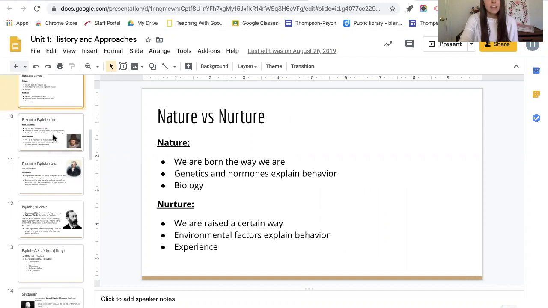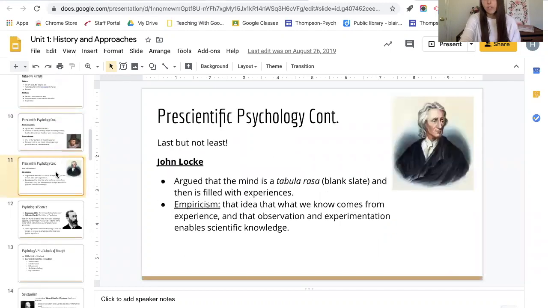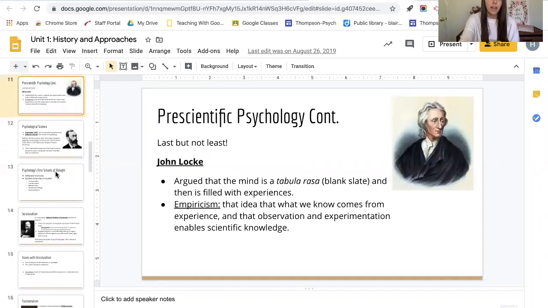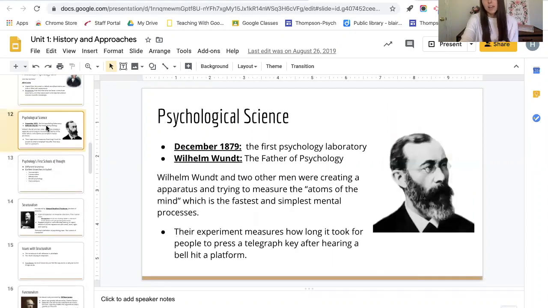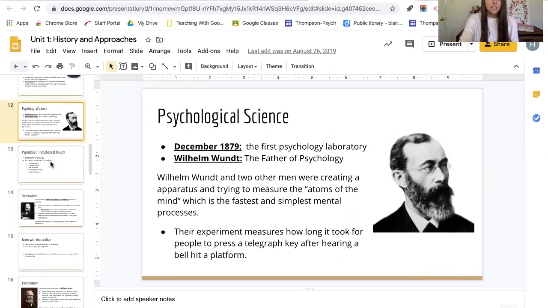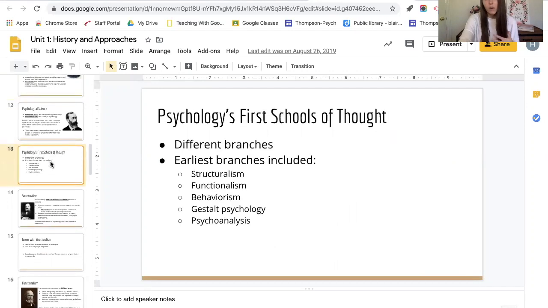And then I introduced you to different philosophers, and those ideas with the philosophers kind of led into psychology as we know it. So one guy that you have to remember is Wilhelm Wundt, right? Remember, he is the father of psychology. He had that first laboratory in Germany. He was working on it, and he was kind of the founder of all of that.